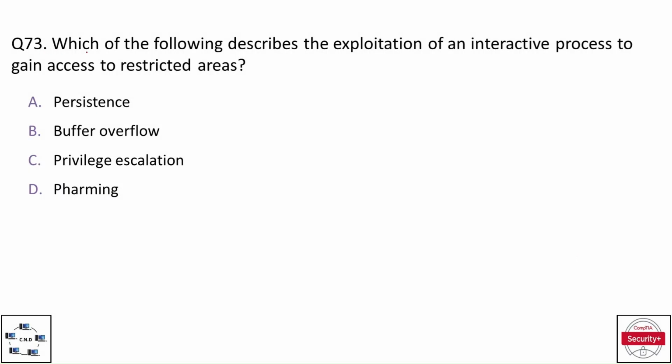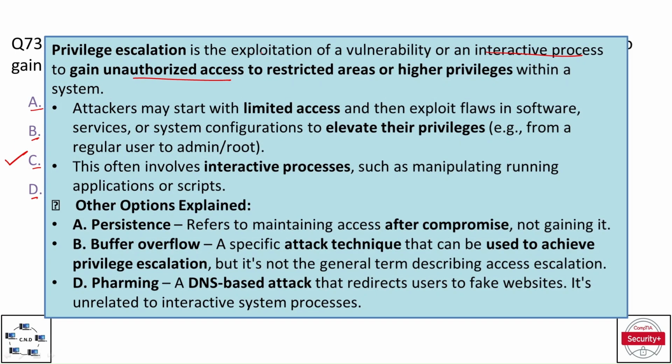Question number 73. Which of the following describes the exploitation of an interactive process to gain access to restricted areas? And the options are option A, persistence, option B, buffer overflow, option C, privilege escalation, and option D, farming. And the correct option is option C, privilege escalation. So privilege escalation is the exploitation of a vulnerability or an interactive process to gain unauthorized access to restricted areas or higher privileges within a system.